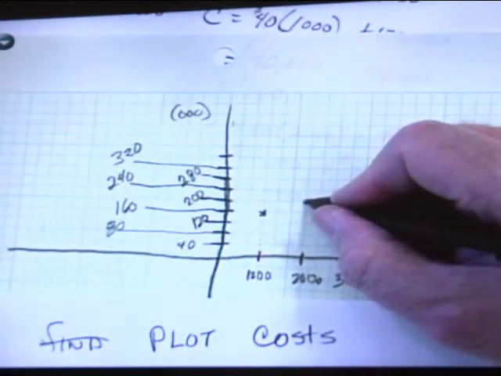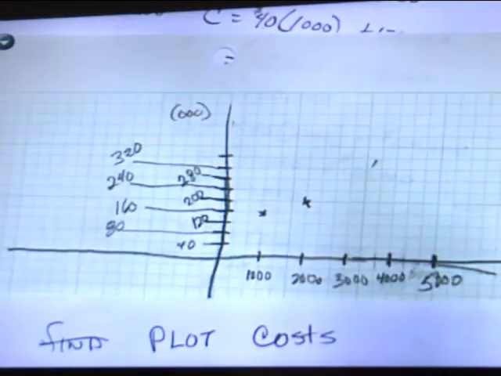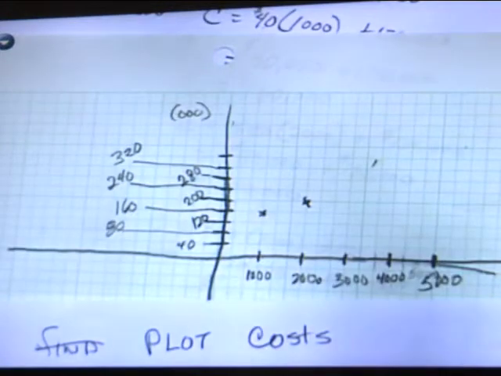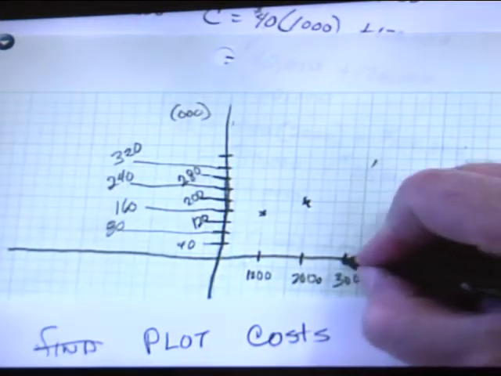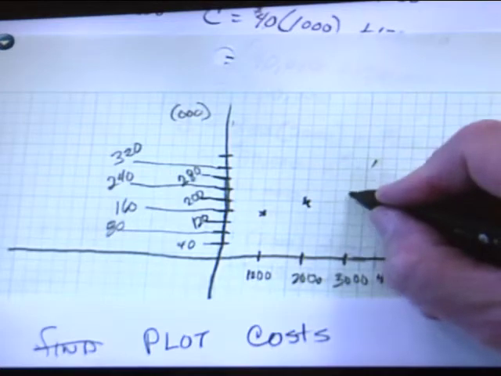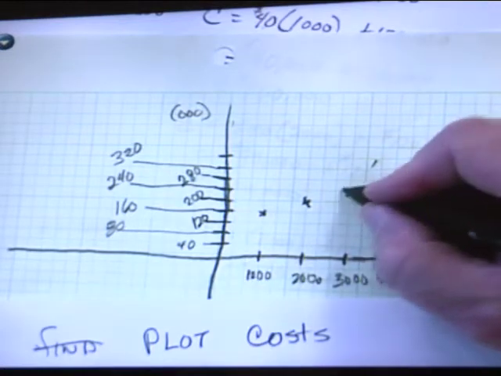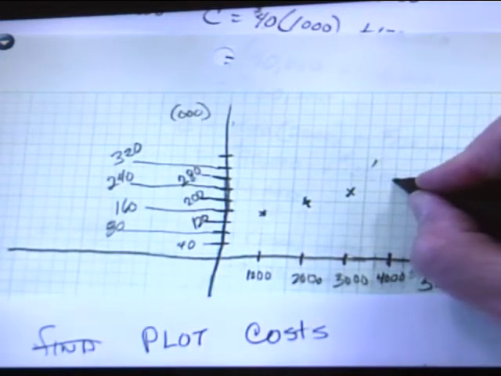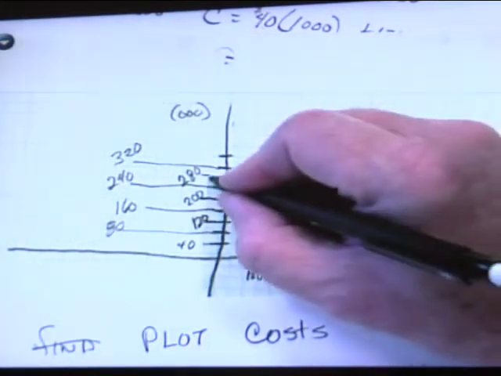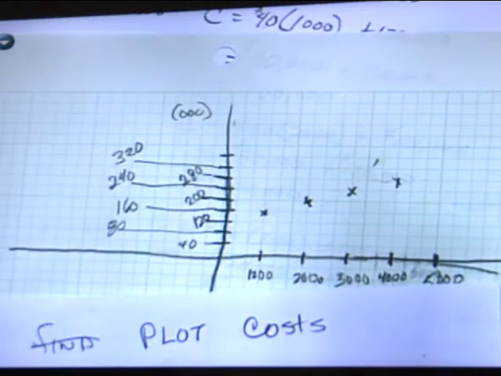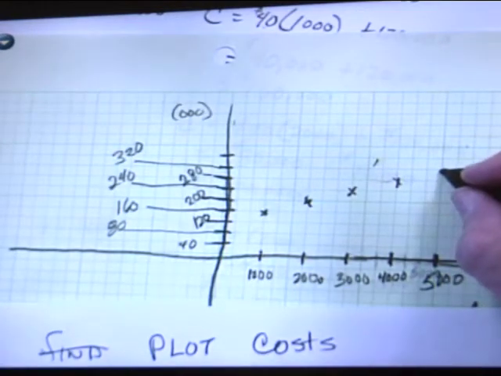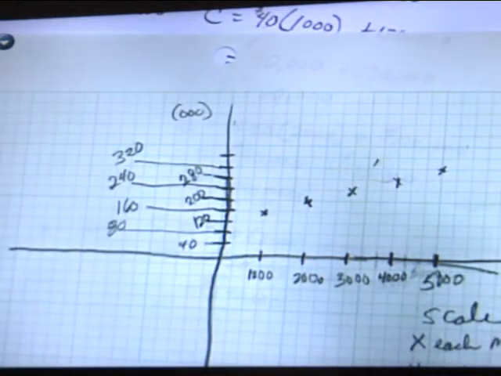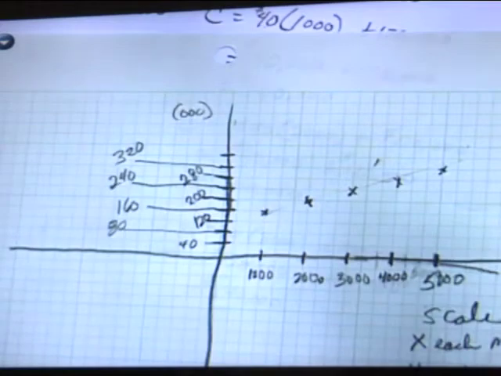So that's our next data point. 2,000 on the x, 200,000 on the y. 3,000 and 240,000, which is right here. 4,000 and 280, which is right here. And then 5,000 and 320 brings us right to here. So here's our plot of that data.